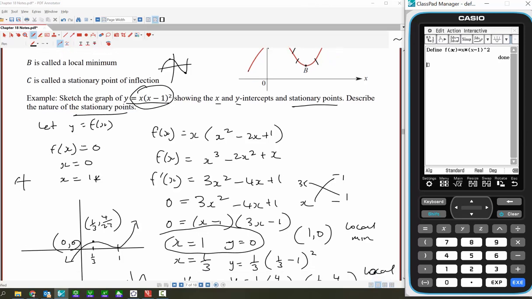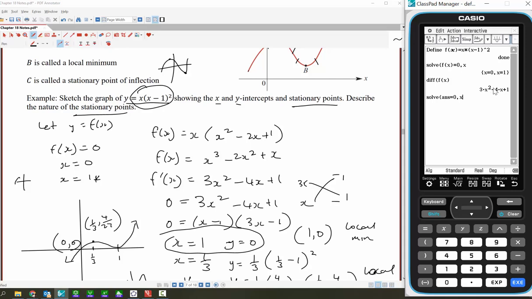The first thing I did was obtain the x-intercepts. So that is a solve, so shift equals, f of x equals 0 for x, and that confirms that I was right on that part. The second thing we'll do is diff it, so shift then subtract, and we'll diff the f of x function to get our derivative function. Now remember, what we do is shift equals solve, Ans, so shift EXE to get Ans, equals 0 for x.